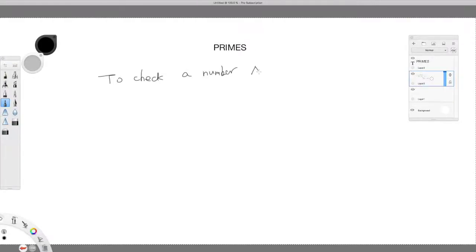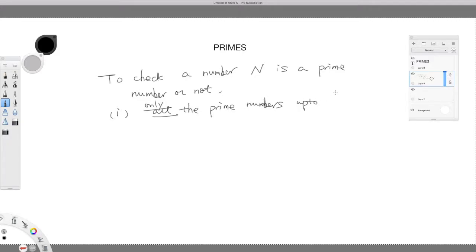let's say n, is a prime number or not, you need to only check the prime numbers up to some number k. And what's that k? You can stop if you realize k times k is already bigger than n.